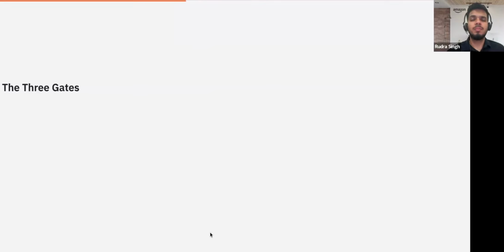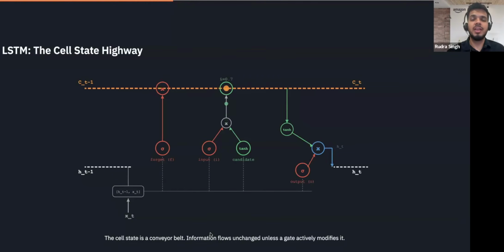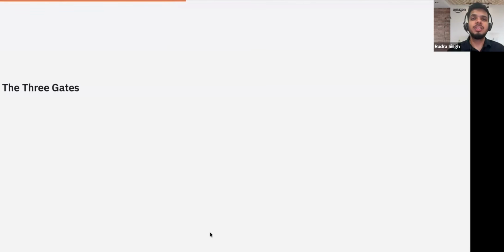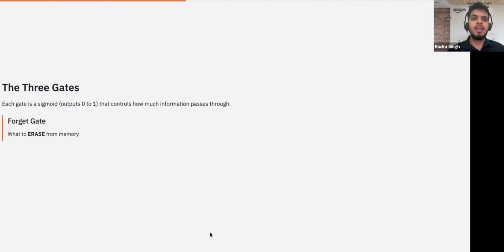Now, as you can see, these are the three gates that control the LSTM. Each gate is a sigmoid that outputs a number between 0 and 1, and the number acts like a dial controlling how much information is allowed to pass through at that moment. The forget gate decides what to erase and how much to erase. If a customer moved to a new city, would you want to forget the old address or would you want to keep it? In an ideal scenario, you would want to forget the old address so it doesn't interfere with future recommendations, and this is decided using the forget gate.